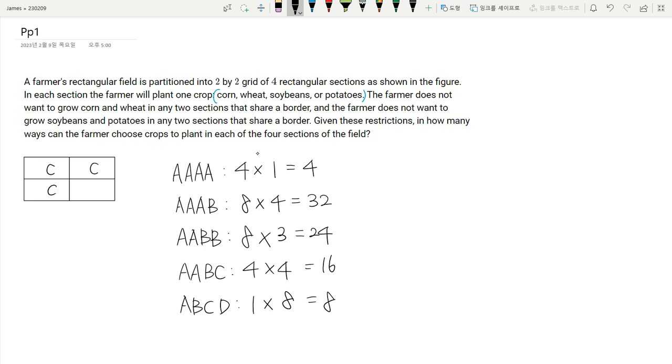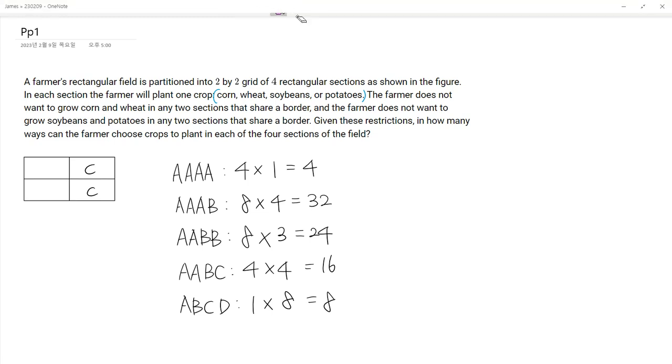So let's say we chose three corns and one soybean, so it will be filled like this, and then the S can be in one of these four places, right? This can be S, the soybean, or this can be soybean, like this. So there are four arrangements.